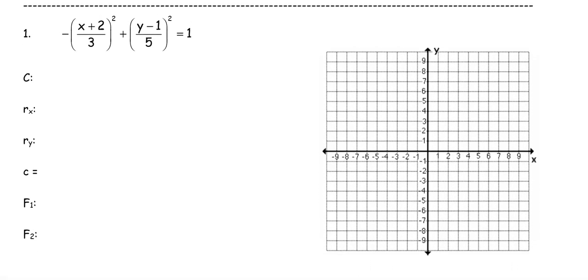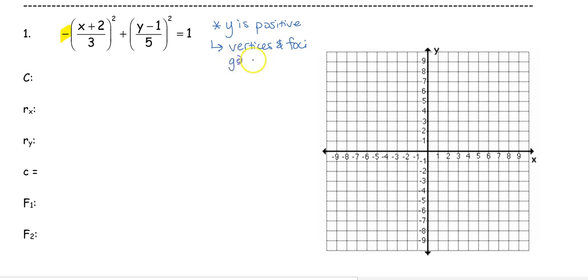So as I start, I'm going to immediately pay attention to where my negative is, because that's going to determine where my vertices go. So since y is positive, that tells me that the vertices and the foci go in the y direction once we get all of our pieces plotted.